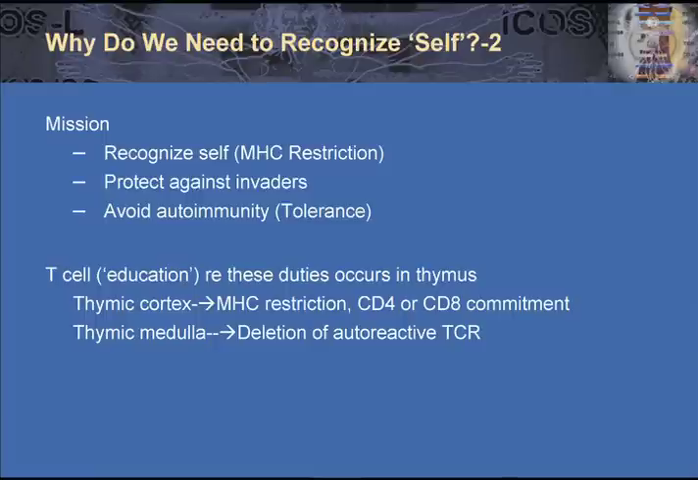This process occurs in the thymus. This T cell education, or this process of T cell ontogeny, occurs in the thymus. And it occurs in the two different compartments of the thymus, the thymic cortex, which is where MHC restriction, as well as commitment to CD4 or CD8 positive T cells occurs, as well as in the medulla, which is where deletion of autoreactive T cell receptors occurs.